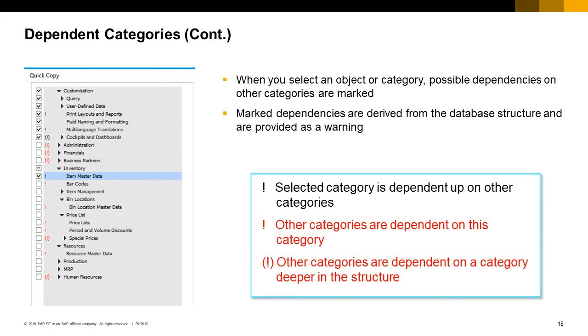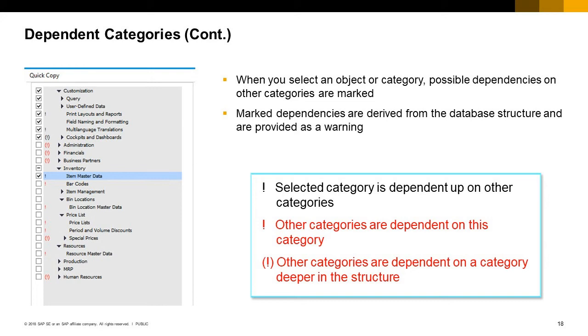A red exclamation mark indicates for an unselected category that the selected item master data category is possibly dependent on this category. In the example, the categories barcodes, bin location master data, and price lists are possibly dependent on the item master data category. Again, this information is derived from the database table structure and may not represent the actual data.